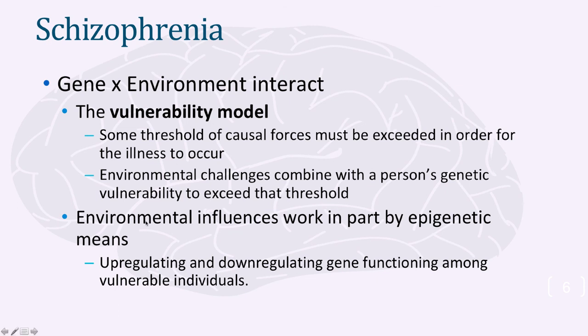And so we're seeing that epigenetics here is going to be certainly a factor, and we'll take a look at that. One way that this works is by upregulating and downregulating gene function among vulnerable individuals. And so the idea is that in those twins, for example, identical twins where both have the genetic predisposition for schizophrenia, some environmental factors are upregulating or downregulating particular genes that are involved that create this predisposition, and that's triggering the development of the condition in some twins but not others.